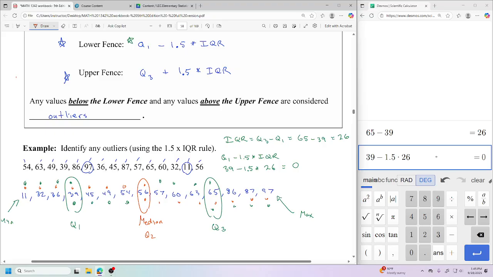I don't have enough room right there. I'm just going to start down here. So then the other one is Q3 plus 1.5 times the IQR. And so then the Q3 was a 65. 1.5 times that 26 again. Calculator for sure.